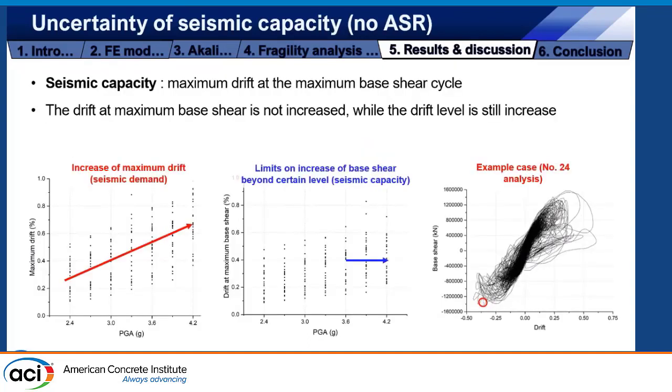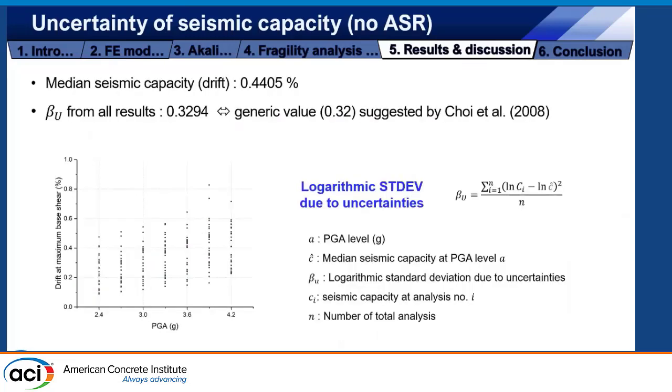Next is about the seismic capacity. So in the left figure, we can see that the drift level still increases as the PGA increases, but in the right figure and the middle figure, you can see the drift level at the maximum base shear is not increased beyond a certain PGA level. So we assume that the maximum drift at the maximum base shear cycle could be used as an index for the seismic capacity. And we try to use this index for the fragility analysis.